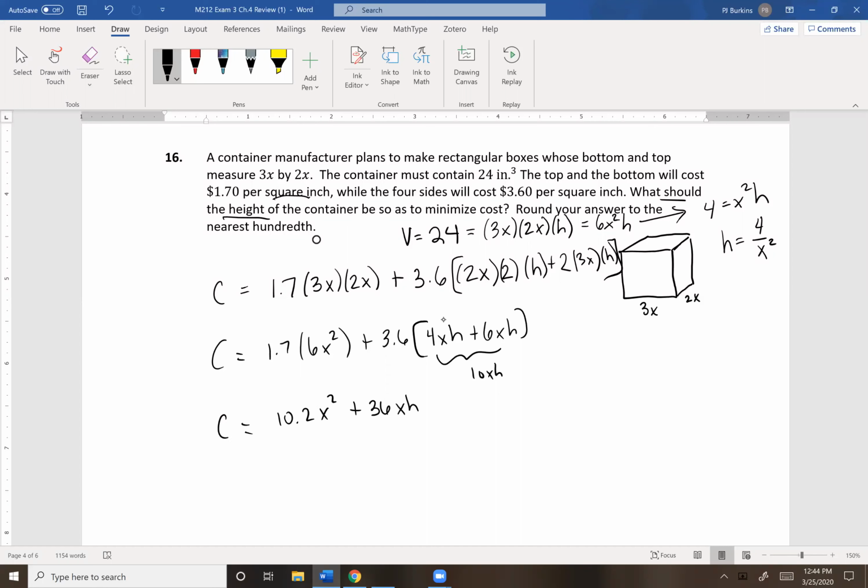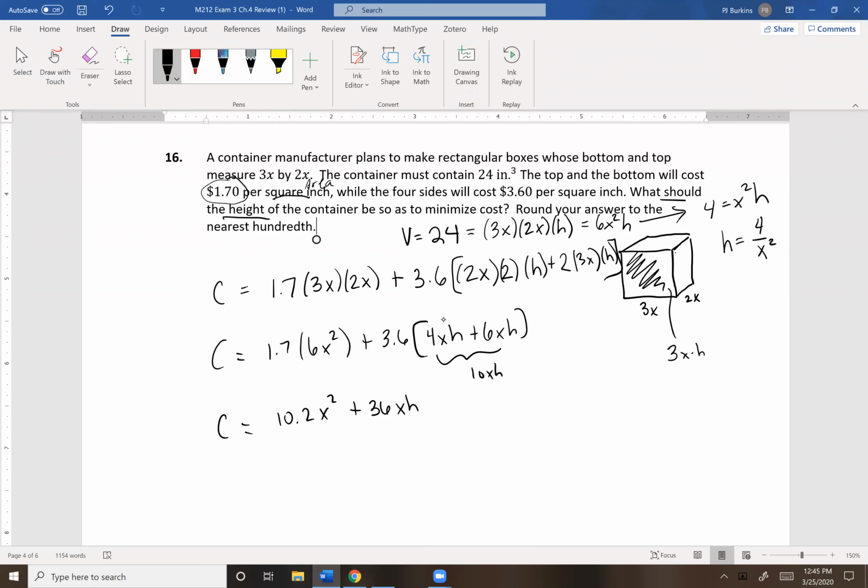Can you just go over where you got all those numbers in that cost equation? Yeah, all those in the brackets. Yeah, so it says 1.7 per square inch. Square inch represents area. And so the area of this side per se is 3x times h. And there's two of those sides. So that's why I have 3xh times 2 in there.